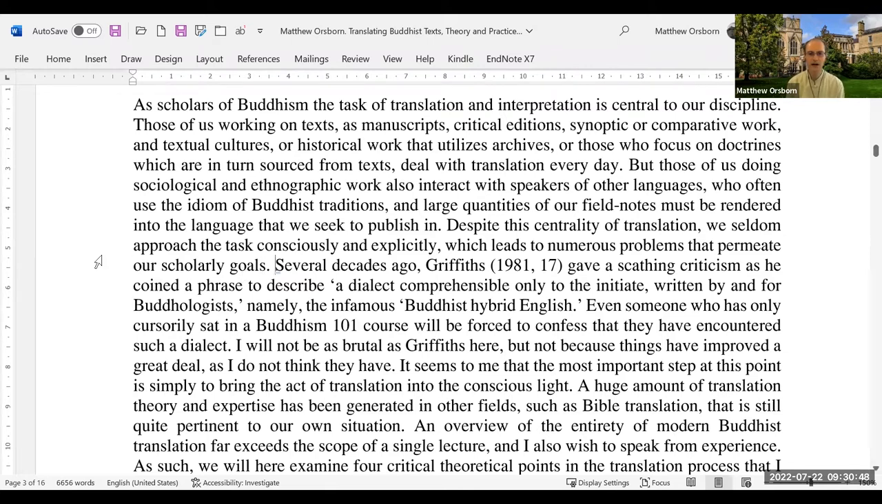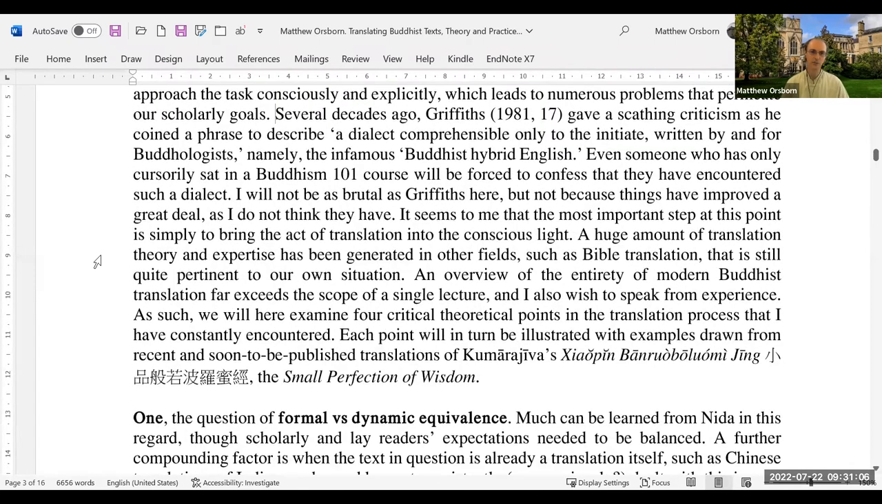Several decades ago, Griffiths gave a scathing criticism as he coined a phrase to describe a dialect comprehensible only to the initiate, written by and for Buddhologists. Namely, the infamous Buddhist hybrid English. Now, even someone who's only cursorily sat in a Buddhism 101 course will be forced to confess that they have encountered such a dialect. Now, I will not be as brutal as Griffiths was here, but not because things have improved a great deal, because I don't think things have really improved that much.